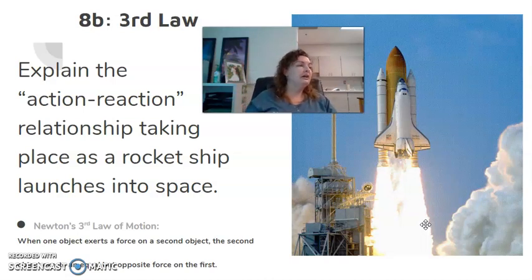If you think about rowing a boat, right? If you row a boat and your force is going to be backwards, you're going to move forwards. So you have to do things in reverse order in order to move in the direction that you want to move in. Same is true for this rocket ship. Everything is equal but opposite, okay?